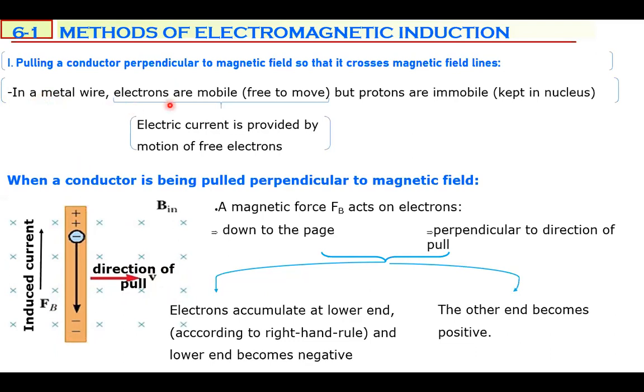We know that in a wire, electrons are mobile, free to move, but protons are immobile, kept in the nucleus. The electric current is provided by the motion of the free electrons in this conductor. When the conductor is being pulled perpendicular to the magnetic field to the right, of course electrons are also moved together with the conductor. If you move a charge perpendicular to a magnetic field, there will be a magnetic force acting on this charge.